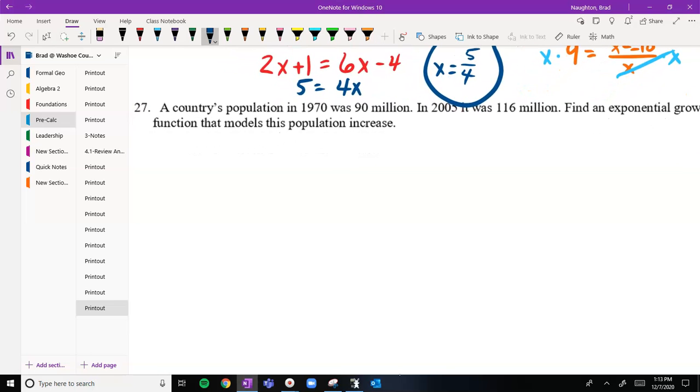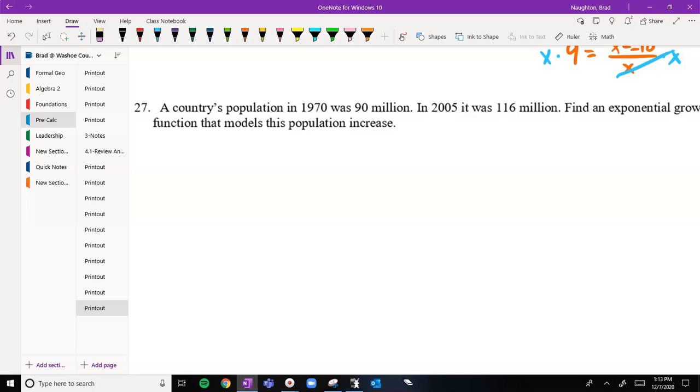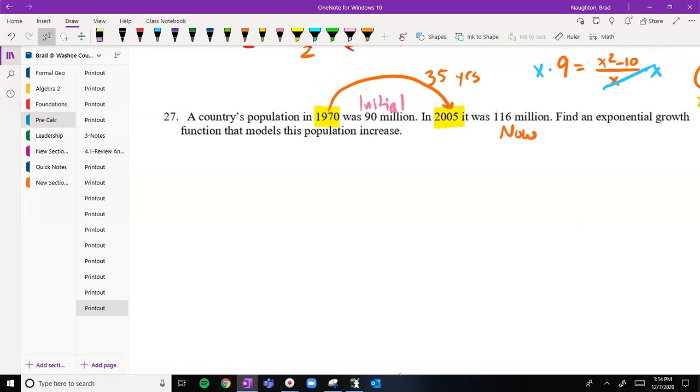So, ladies and gentlemen, it says a population model in 1970 was 90 million. So this right here, I'm going to erase this so we can focus in on this example clearly. This is going to be my initial. And this 2005 is great, but it's really just used to find how much time has passed between here and here. So in this case, after 35 years, because that's the difference between 1970 and 2005. And so this is what it is now.